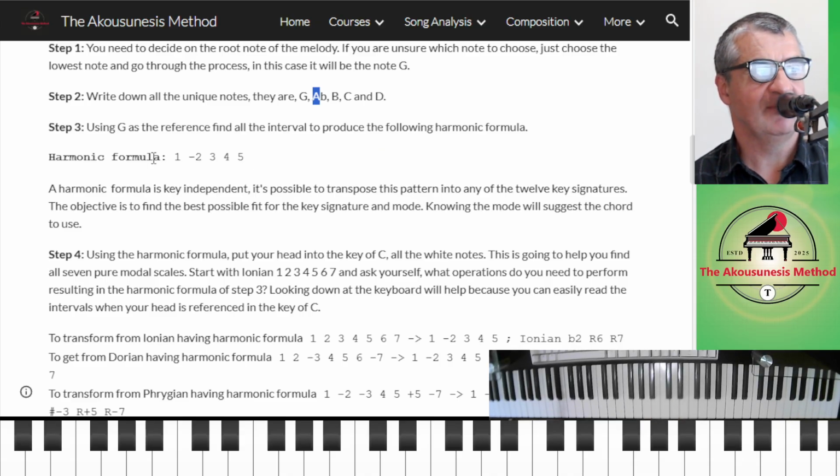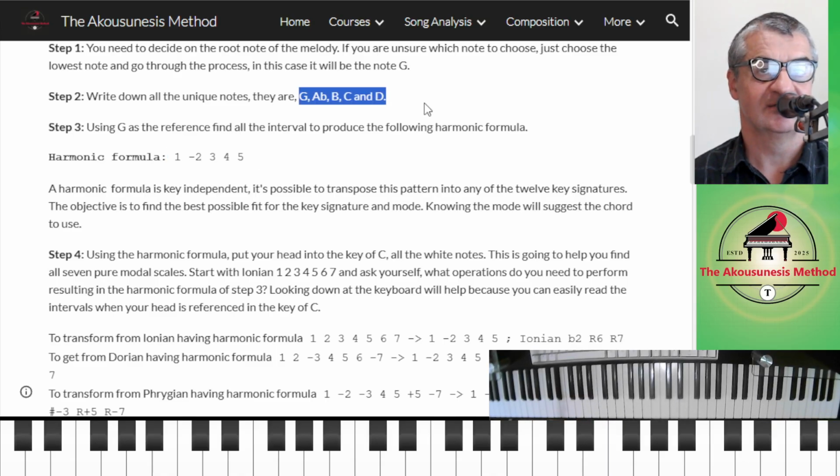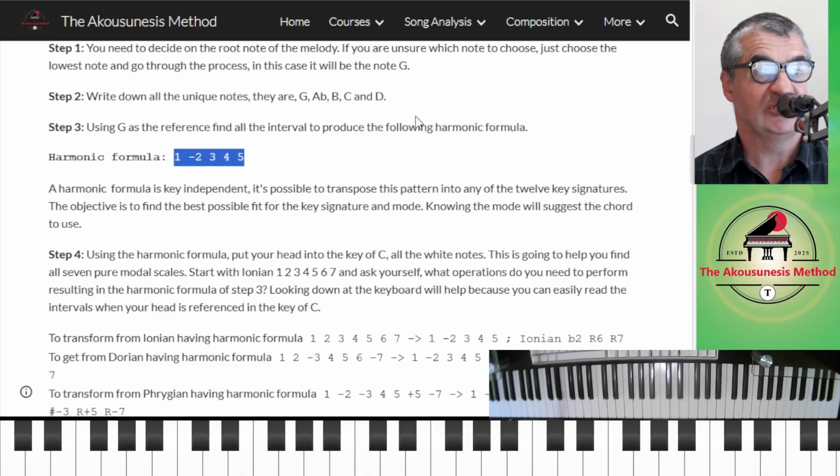Now, once you've got the harmonic formula, this is now key independent. We can transpose this formula to any of the key signatures, and we no longer need the notes. Now, we chose G as the bass note, but by choosing any one of these, you'll get a different unique formula. And we're actually going to choose 2 bass notes. We're going to choose G and then C, but we're going to go through G first and see the results.